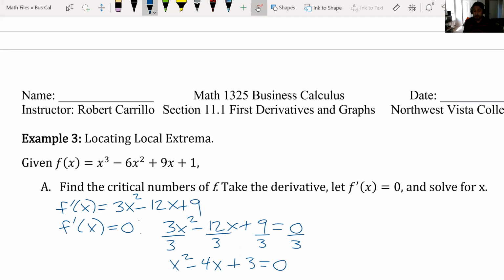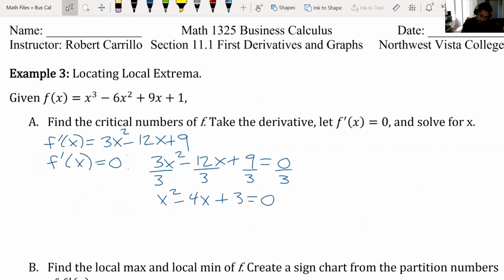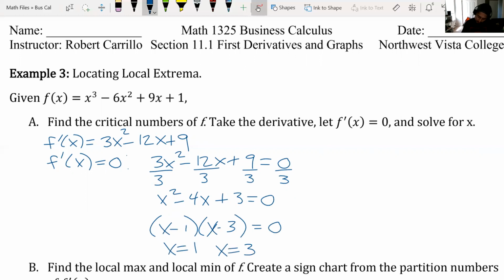So I could have factored out the 3 and then divided, but why not? Since it's an equation, why not just divide everything by 3? Just get it over with. Okay, and now we will factor this and find our critical points, our critical numbers. This factors to x minus 1, x minus 3 equals 0. The only factors of 3 that can make 4 are 1 and 3, and our critical numbers are going to be x equals 1 and x equals 3.